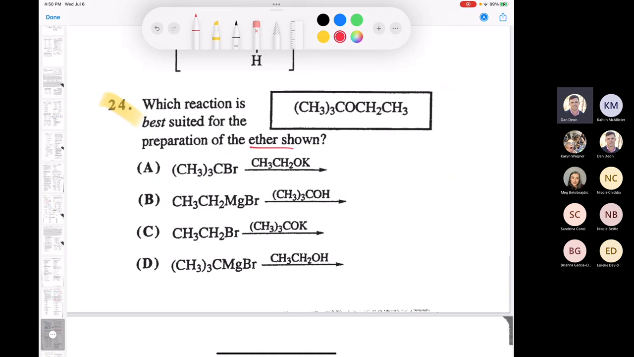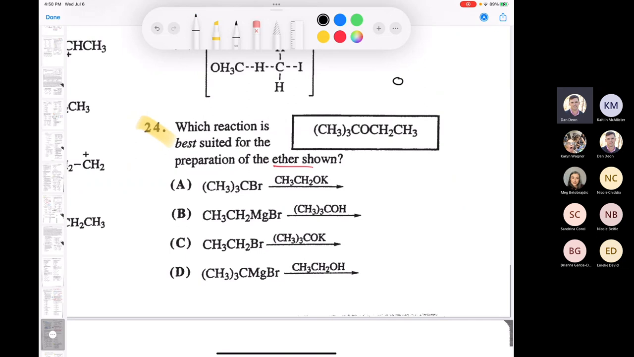If we draw the bond line structure of the ether in the box, we have an oxygen, we have an ethyl group on one side, and then we have a tert butyl group on the other side. So we've got two possibilities. We could either make it by breaking this bond or make it by breaking this bond. If we were to break the bond in red, then you would need to have some kind of tert butyl alkyl halide plus ethoxide. If you were to break the bond in blue, though, you would need some kind of butoxide plus some kind of, you know, ethyl bromide or something like that.